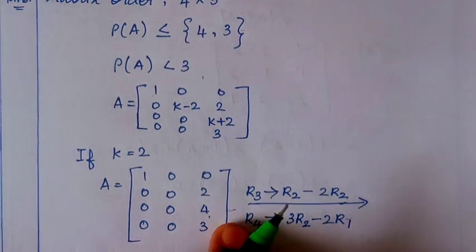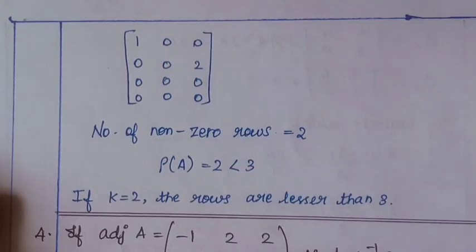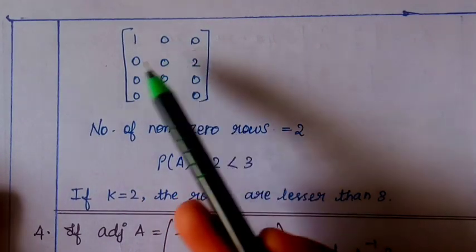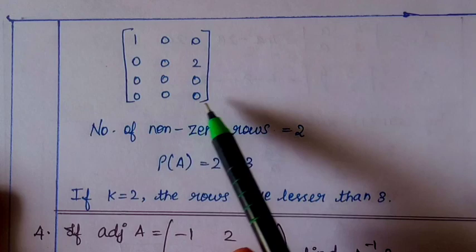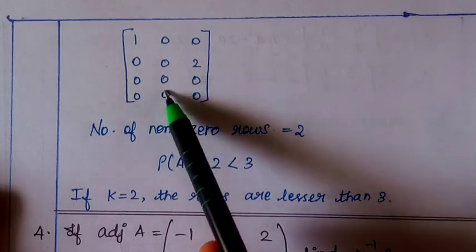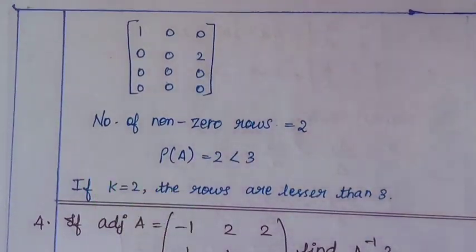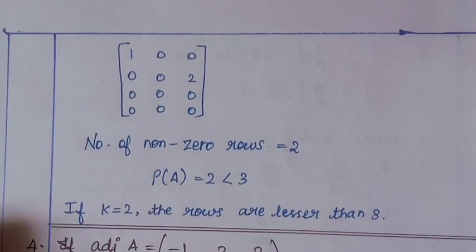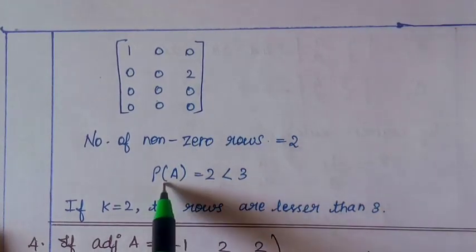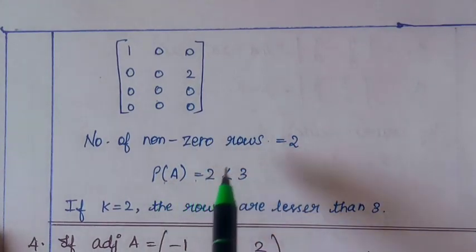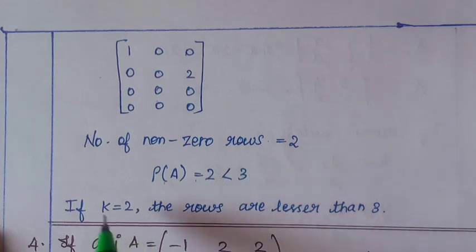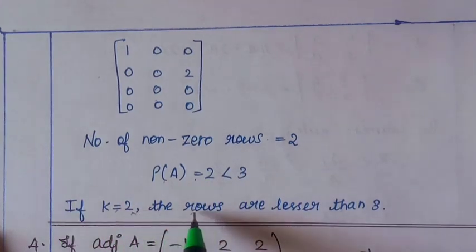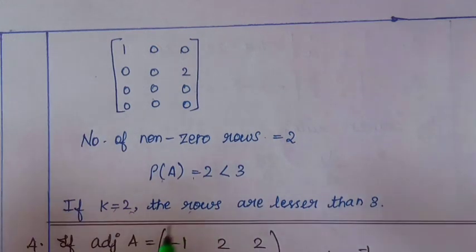So if we do this, we get 1 0 0 0 0 2 0 0 0 0 0. So we got two rows as non-zero, right? So the number of non-zero rows is equal to 2. So rank of A is equal to 2, which is less than 3. So if k is equal to 2, the rank is less than 3. So this is the answer.